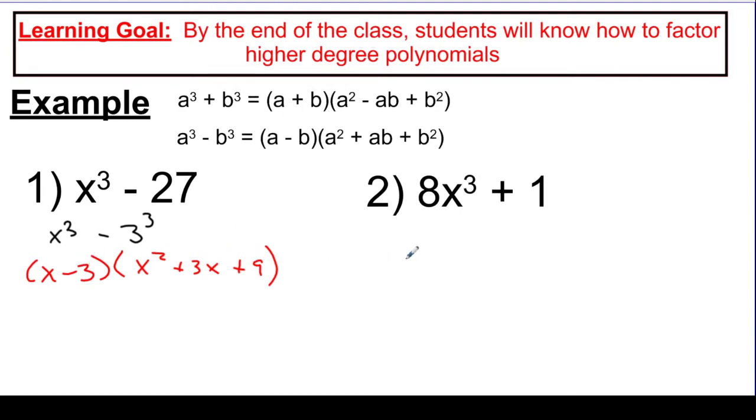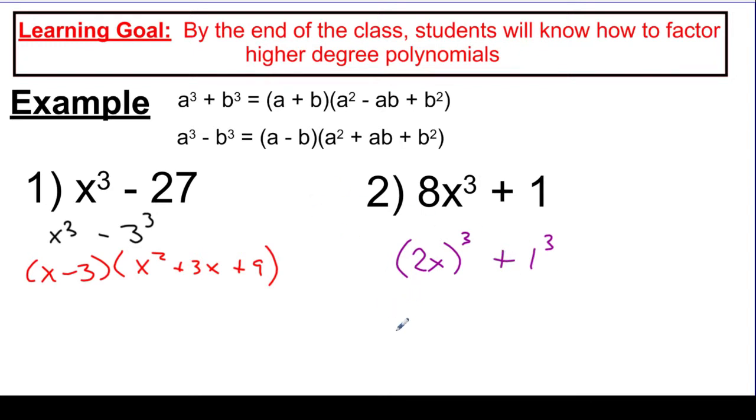The second one is the same thing. I'm looking at this and saying 8x cubed. Well, 8 is 2 to the third power, and x cubed is obviously x to the third power. So I'm going to say that this is 2x all to the third power. If you multiply 2x times 2x times 2x, you are going to get 8x cubed. Here's the trickier one. 1 is also 1 cubed. If I do 1 times 1 times 1, I will get a 1. So this is 1 cubed. I'm basically saying I'm cubing two things with an addition sign in between them. This is the sum of two cubes.